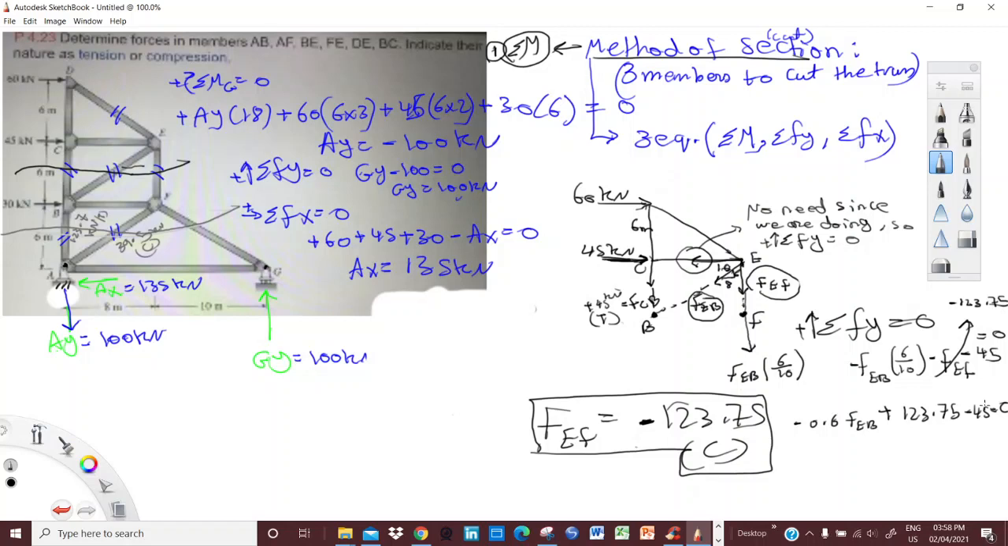So 123.75 minus 45 is going to be equal to 0.6 FEB. FEB is going to be equal to 78.75 over 0.6, so FEB equal to 131.25 kilonewton.